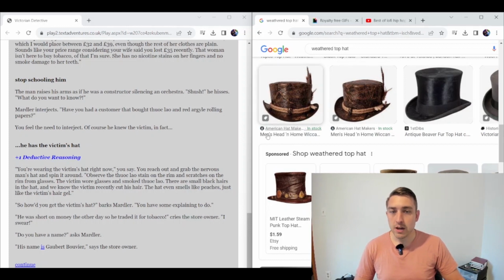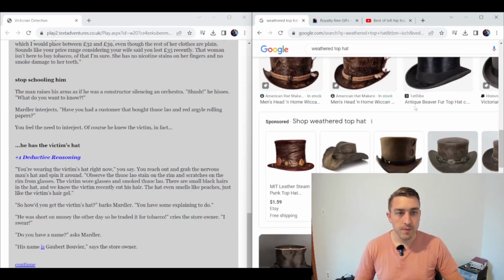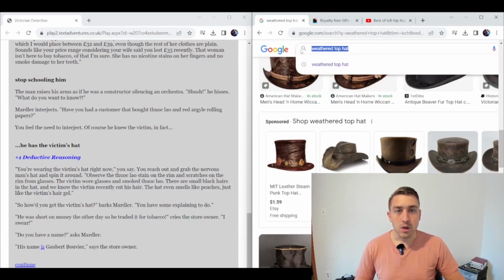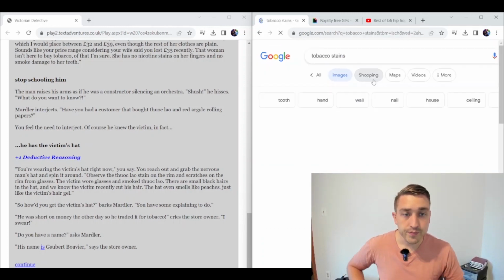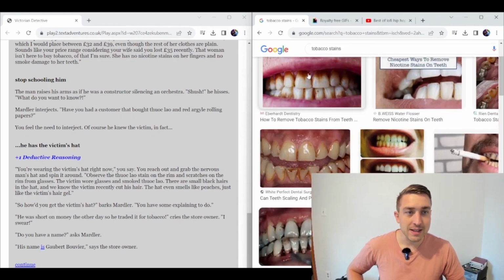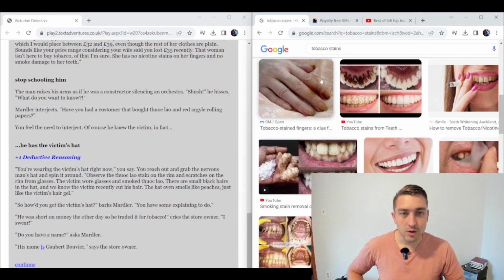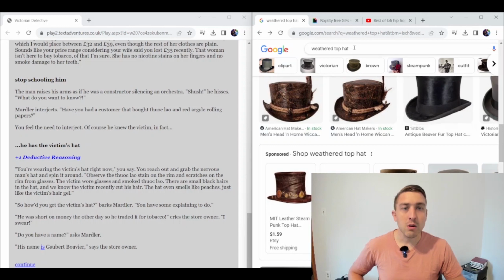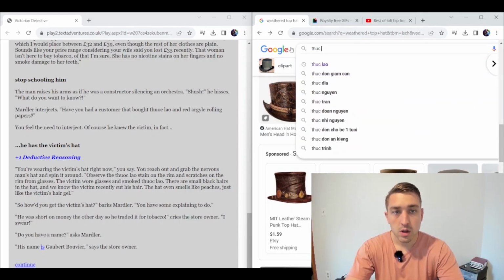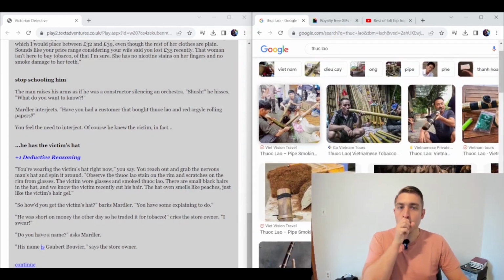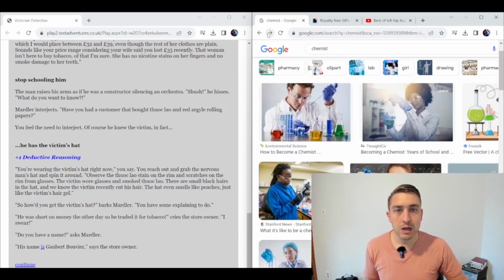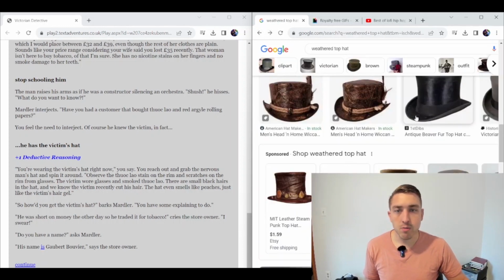Observe the Tuk Lao stain on the rim. This is the rim, and there's a Tuk Lao stain on the rim. Remember, tobacco stains, like tobacco stains on teeth or on fingers. Tuk Lao is a type of tobacco that people smoke. So there's a Tuk Lao stain on the rim of the hat.